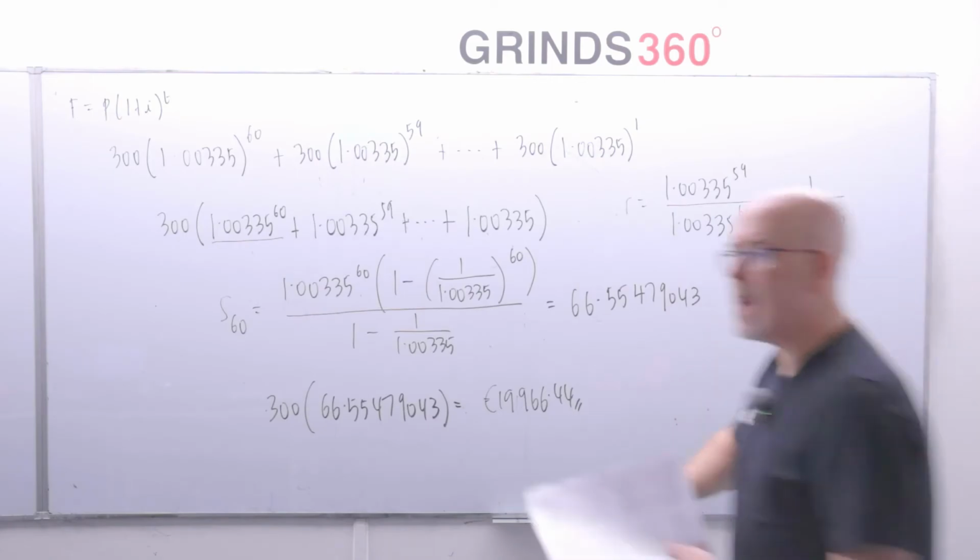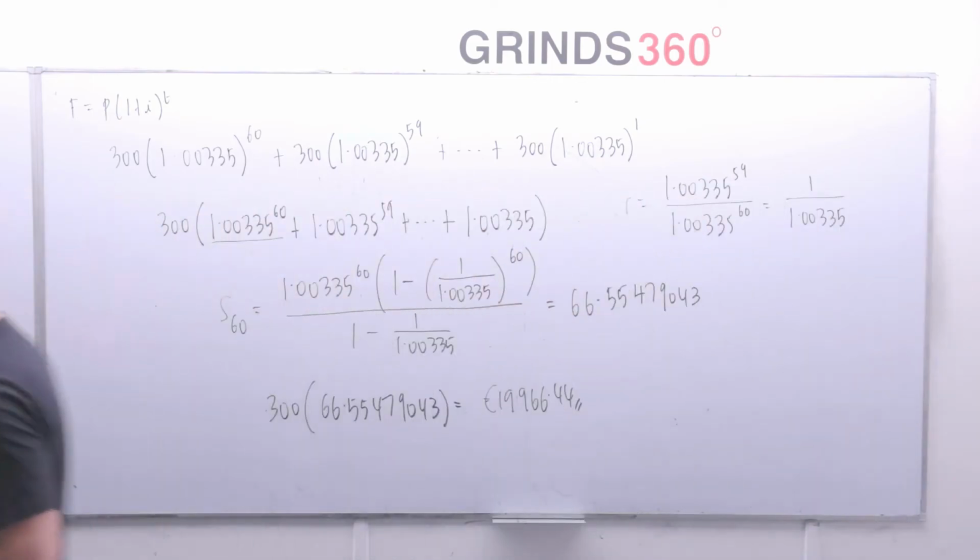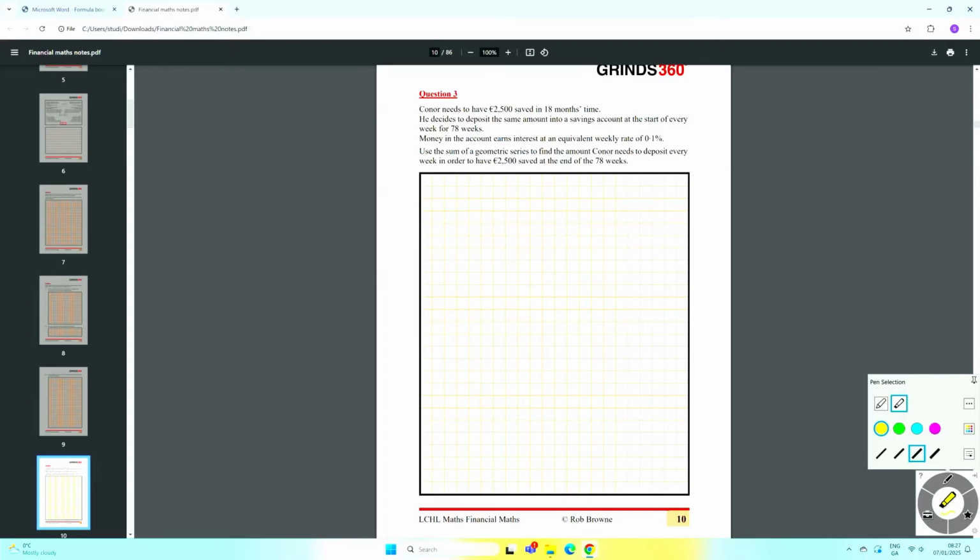Okay, so yet again, same method, no difference. So question 3 then, on page 10, the last savings question. It says Connor needs to have 2,500 euros saved in 18 months' time. He decides to deposit the same amount into a savings account at the start of every week for 78 weeks, and money in the account earned at an equivalent weekly rate of 0.1%.